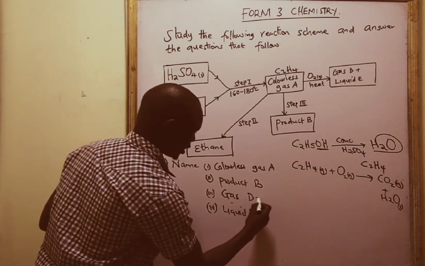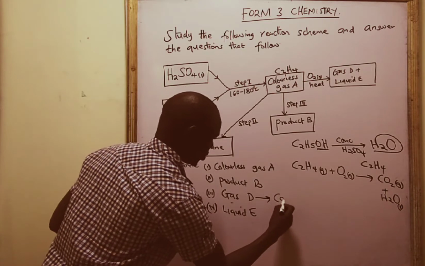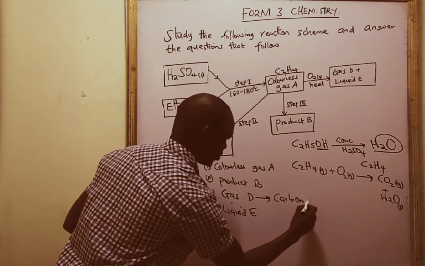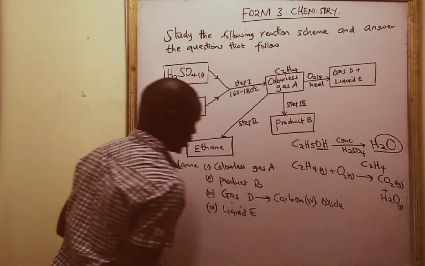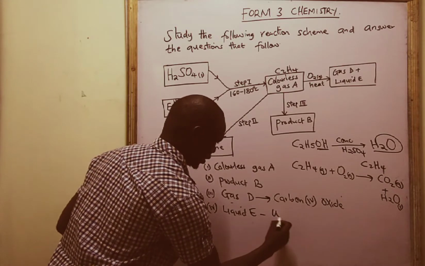So we can still answer this question straight away. We have gas D as carbon dioxide, then liquid E is water.